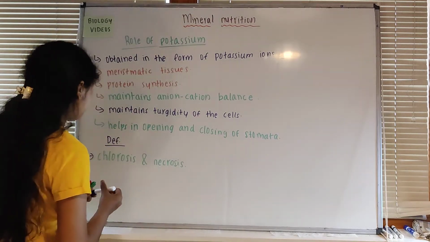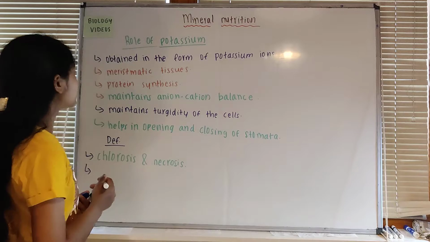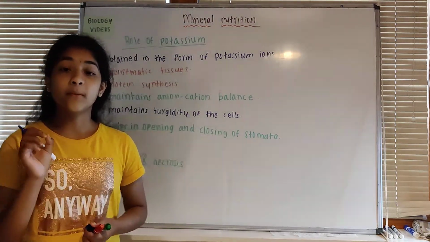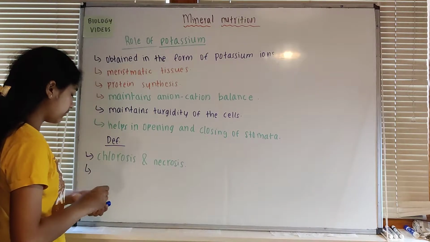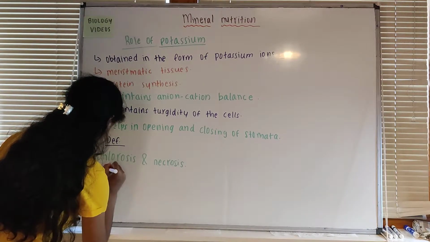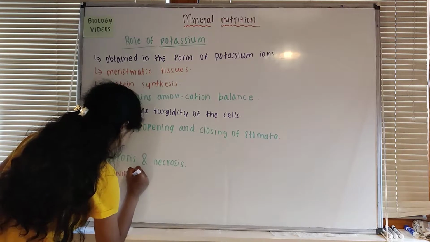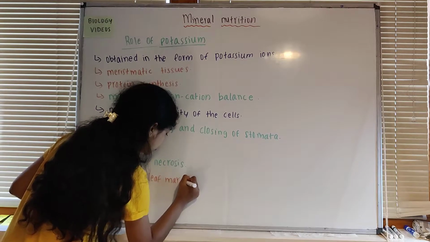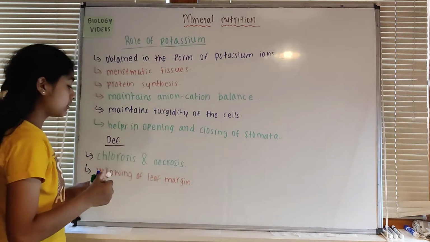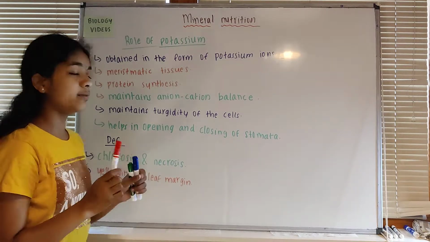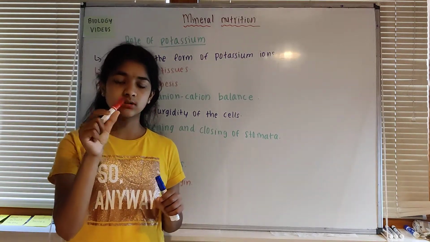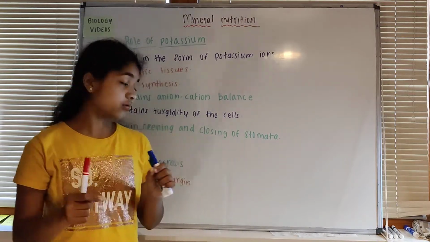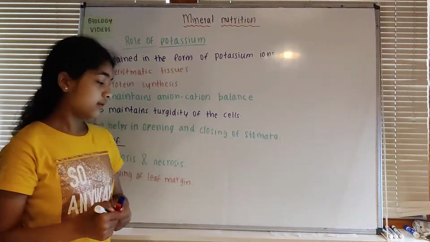The next deficiency symptom shown by potassium is yellowing of the leaf margin. The margin of the leaf is the part that mainly becomes yellow. Inside the leaf it is green in color, but the margin of the leaves becomes yellow. So yellowing of leaf margin.